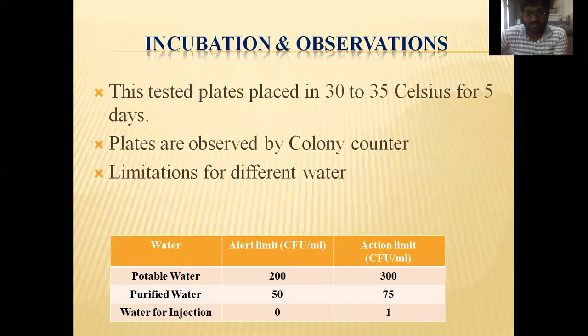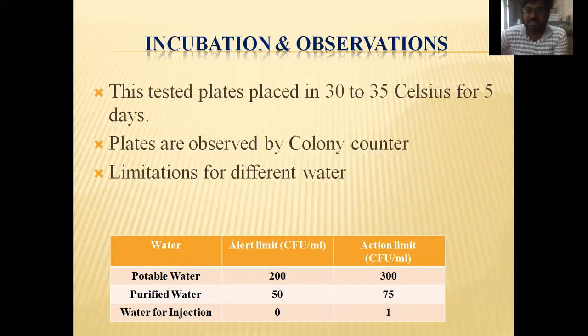Incubation and observations. This is a very simple method. We have to incubate it at 30 to 35 degrees Celsius for 5 days. Plates are observed with a colony counter. You have to mark each colony, and then this table shows the limits for the different waters. You can see potable water, purified water, and water for injection. First limit is the alert limit, and second limit is the action limit. Both are in CFU per ml, colony forming units.